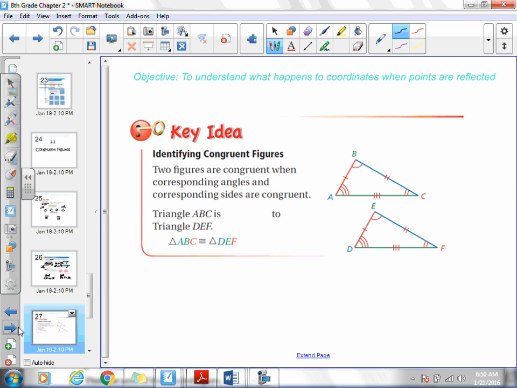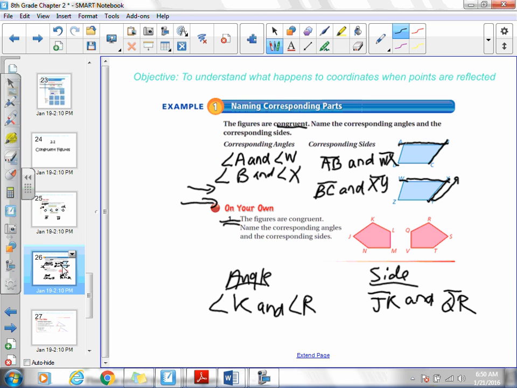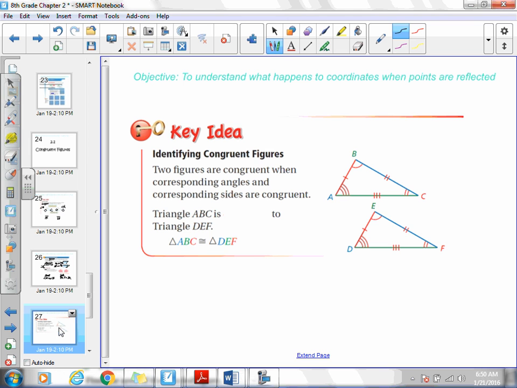Okay, so identifying congruent figures. In this last problem, they told us that the figures are congruent, so we had no questions about that. But sometimes they're going to ask if two shapes are congruent, and your job is to figure it out. So two figures are congruent when corresponding angles and corresponding sides are congruent. So basically it means the angles all have to be the same. So this angle has to be the same as this one, this angle has to be the same as this one, and this angle has to be the same as this one right here.